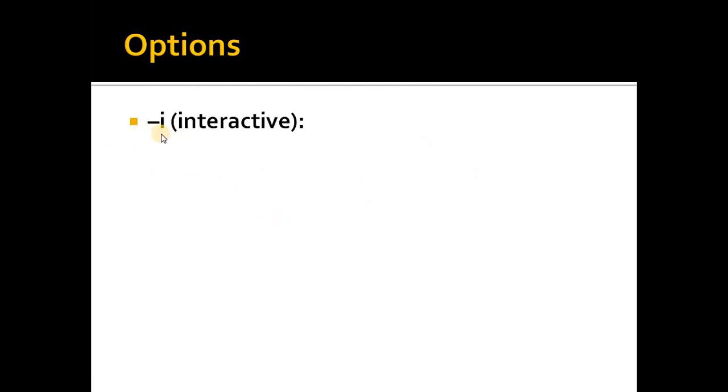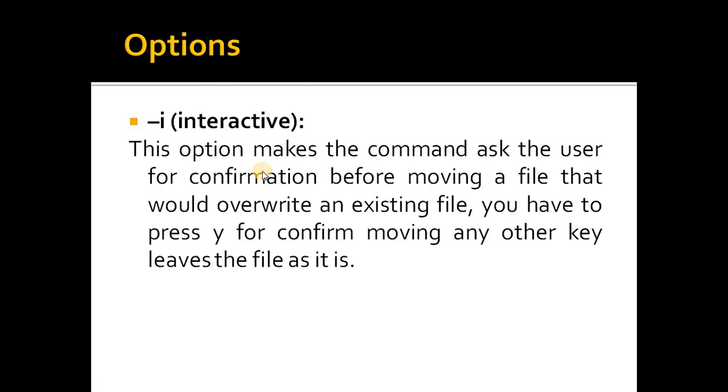First, as usual, -i, interactive. We have seen this previously in the cp command. This option makes the command ask the user for confirmation before moving a file that would overwrite an existing file. You have to press Y for confirm moving, and any other key leaves the file as it is. This option doesn't apply if the destination file does not exist. It simply renames it or moves it to the new location.